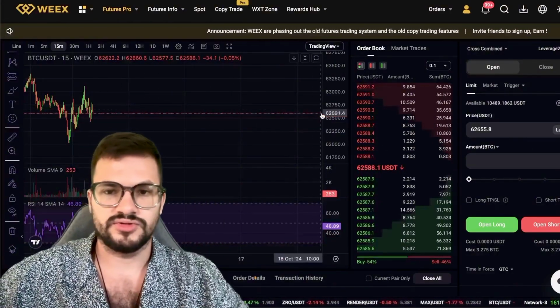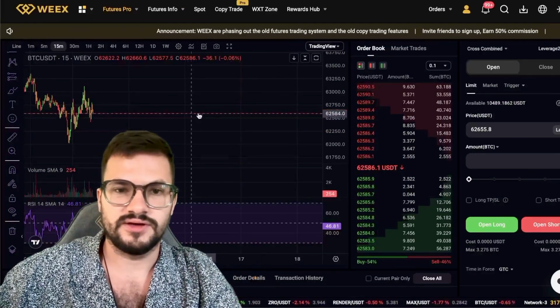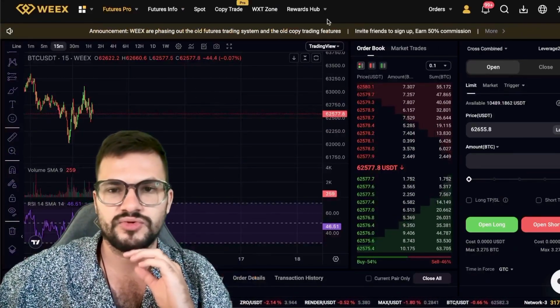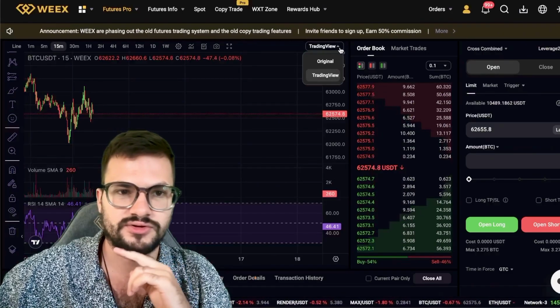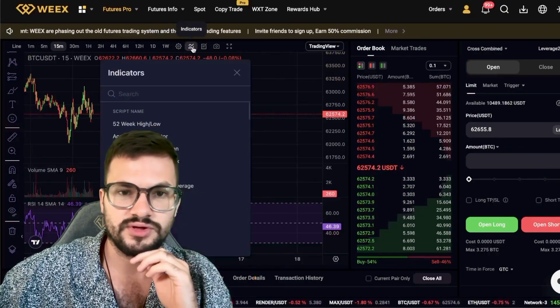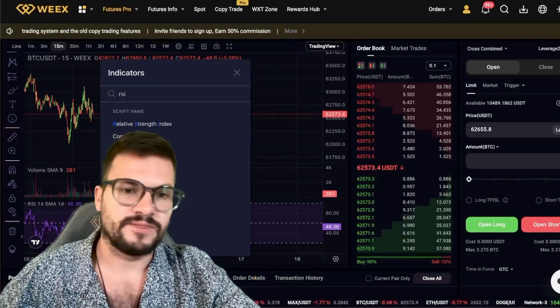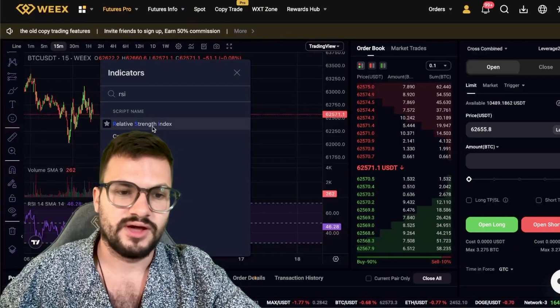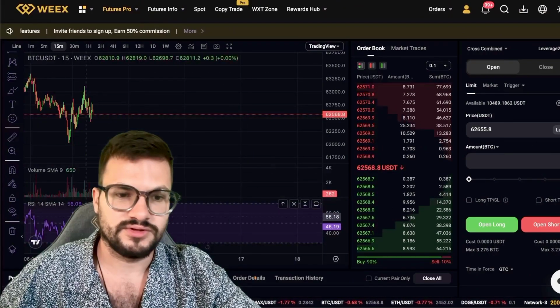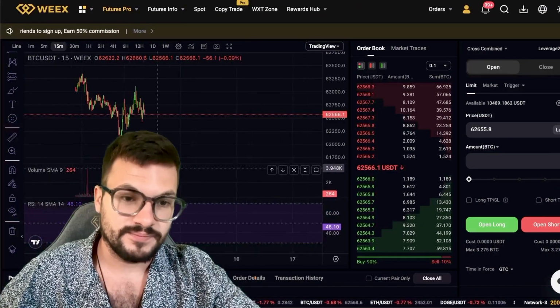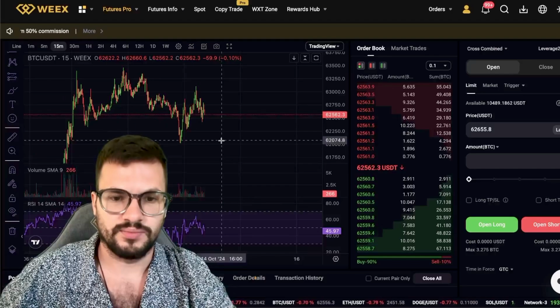We can see Bitcoin is sitting at 62,588. And to apply this strategy, you need to make sure you are on the TradingView chart here on WEEX. You go over here to indicators, and then you type in RSI. This is the relative strength index. I already have it turned on down here. This is the RSI, the purple one, and I will show you the best strategy how to open trades.